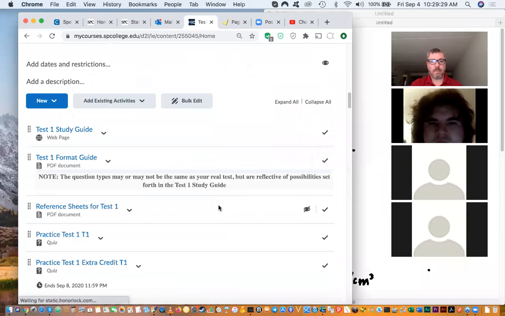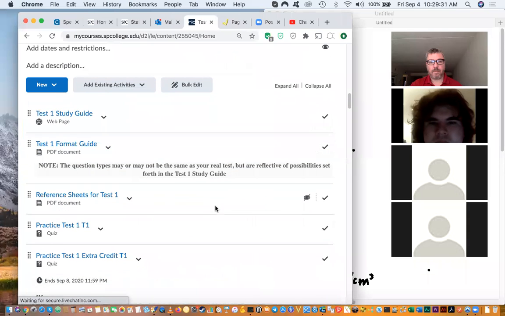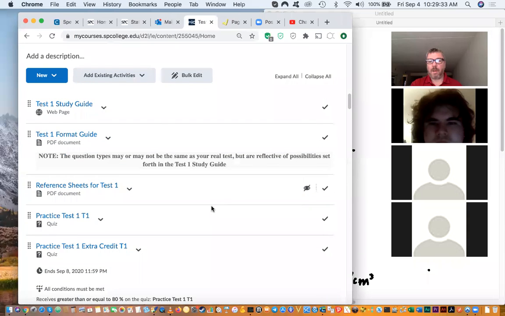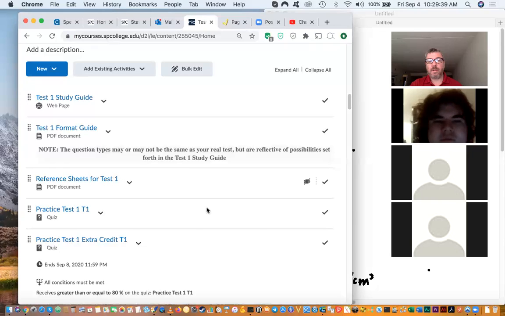With the test itself, you have to do it on Honor Lock, but the practice test we don't have to do on Honor Lock, correct? Absolutely not, no. And it's open book actually. I was going to say we can do it as many times as we want, from what I understand, correct? Absolutely. And you get extra credit too if you get 80% on it.